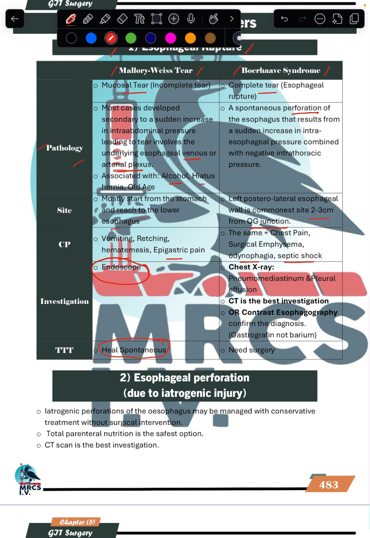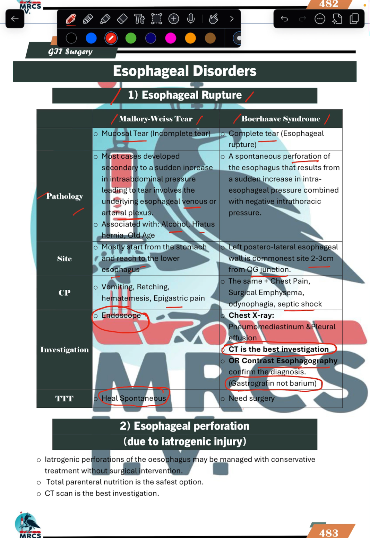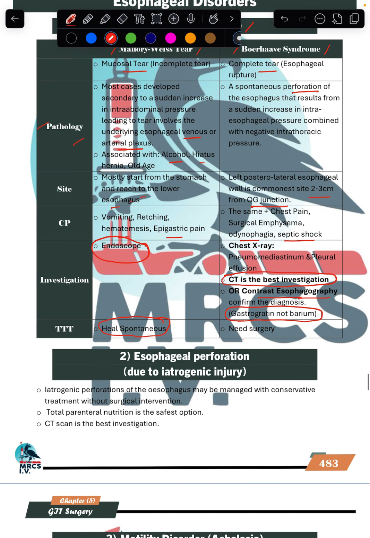CT is the best investigation in this, CT has to be done. Or contrast esophagography, which should be with Gastrografin, not barium, as it is water soluble. It needs surgery. These are the two different types of rupture: one is Mallory-Weiss, a mucosal tear, and the other is Boerhaave, a complete tear.